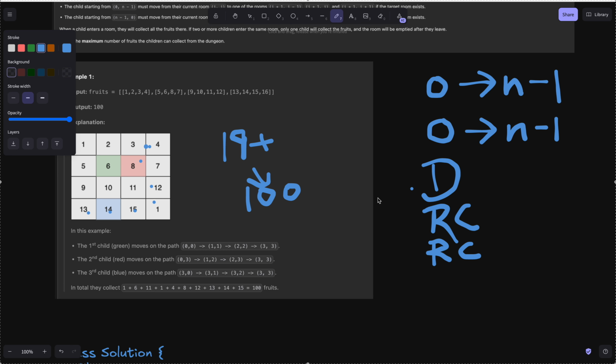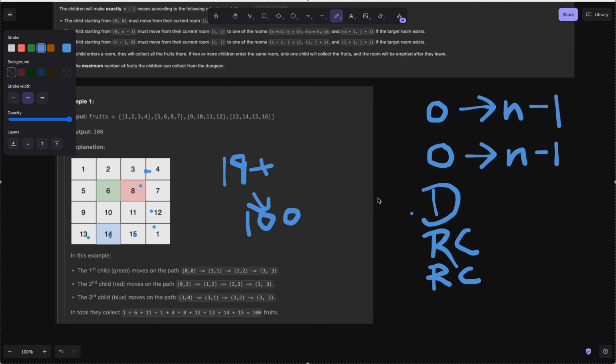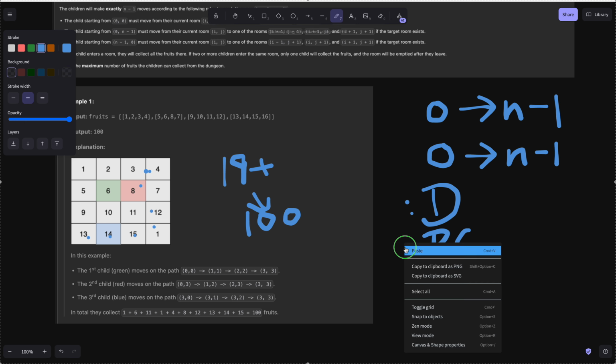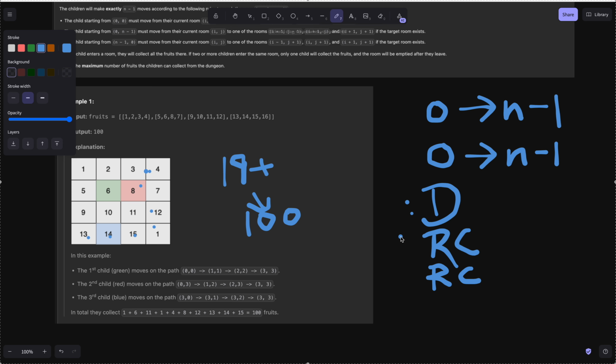So, we have figured out how to do this. First, we would be moving diagonally for the first child, because we need exactly n minus 1 steps, and going diagonally would require exactly n minus 1 steps, and we would reach the destination. That is the only possible solution for the first child. For the second and third child, we will do a recursive call for each of the paths mentioned, and then we would calculate the maximum, and hence the total would be the sum of all the fruits given as the answer from the three steps.